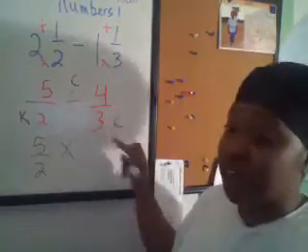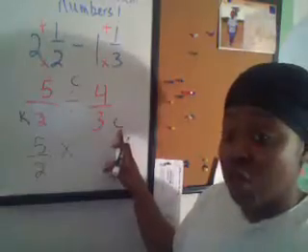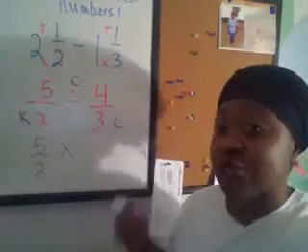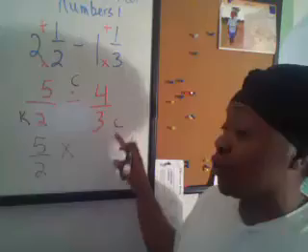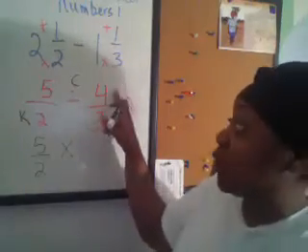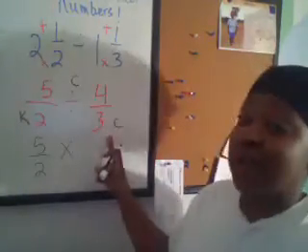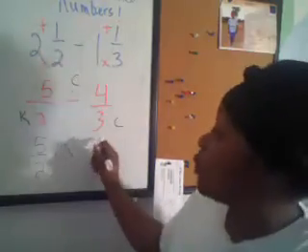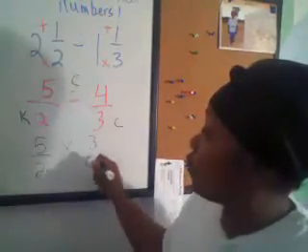The 4 over 3, I have a change next to it, so it can't stay there. I have to give the reciprocal of 4 over 3. That means I need to put my denominator in my numerator, and my numerator in my denominator. That is the reciprocal. So this becomes 3 over 4.